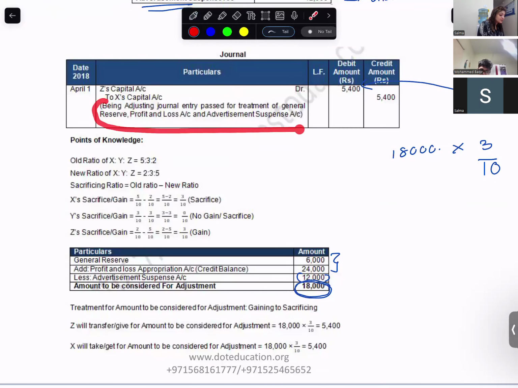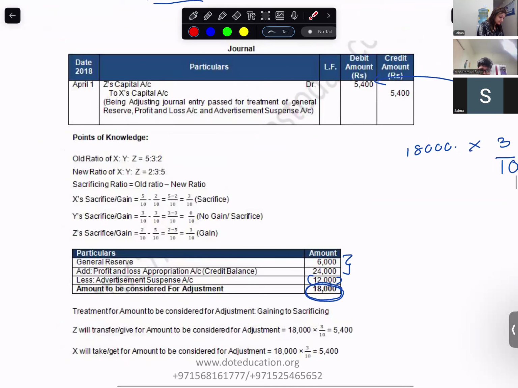What would be the narration that you will write? Adjusting journal entry passed for treatment of general reserve, profit and loss account, and advertisement suspense account, as adjustment given. Please do it. I will wait for you.